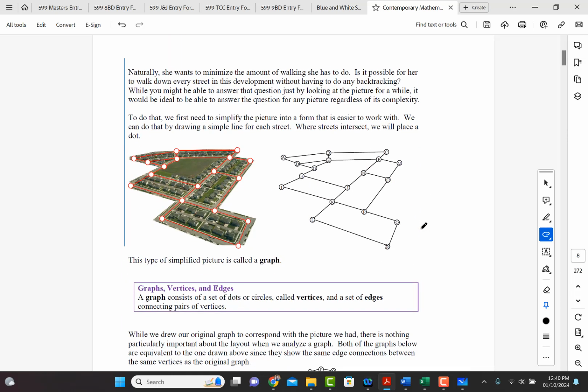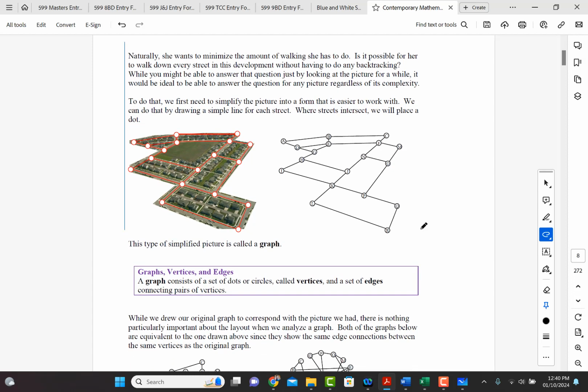Naturally, she wants to minimize the amount of walking she has to do. Is it possible for her to walk down every street in the development without having to do any backtracking? While you might be able to answer that question just by looking at the picture for a while, it would be ideal to be able to answer the question for any picture regardless of its complexity. To do that, we first need to simplify the picture into a form that is easier to work with. We can do that by drawing a simple line for each street. Where the streets intersect, we will place a dot.